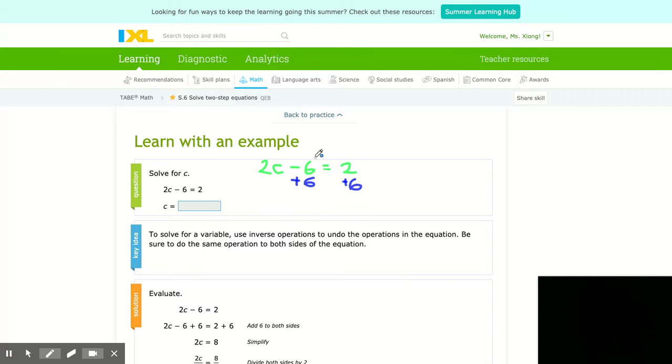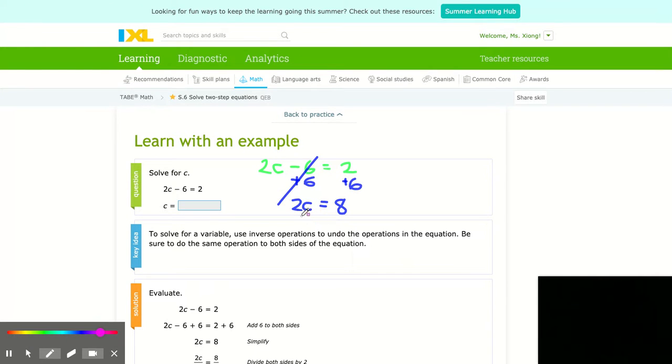All right, this cancels out. Negative 6 plus 6 makes 0. So now I have 2c equals, and then I have 2 plus 6. 2 plus 6 is 8. I still have 2c. I still just need 1c. I need c by itself.